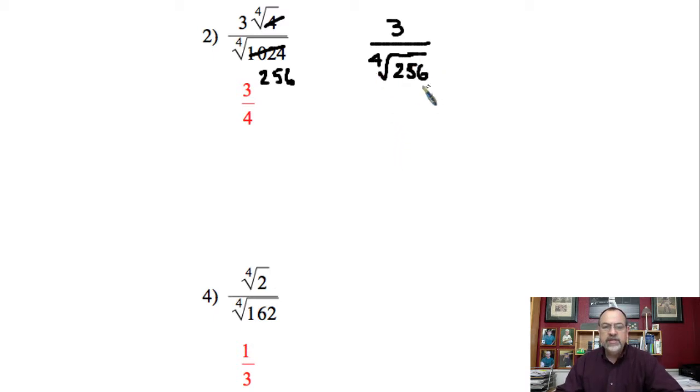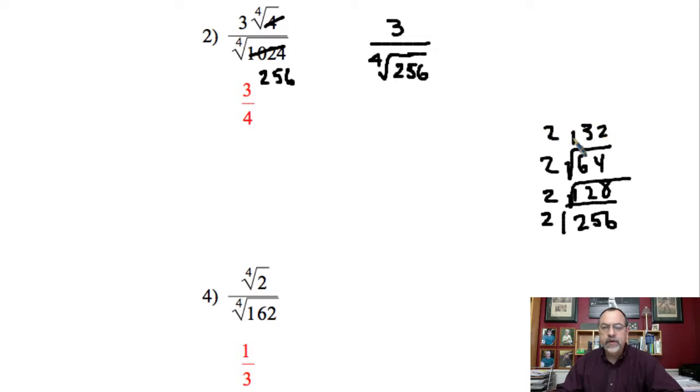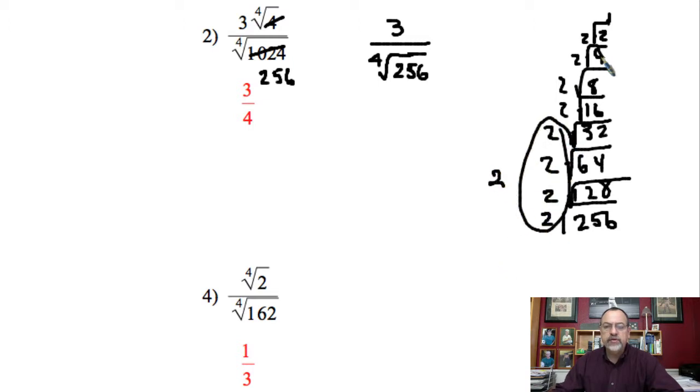So before I rationalize, I want to simplify this radical. So I'm going to do 256, and I'm going to do my prime factorization with this value here. So this is going to be 64, 32, 16, 2, 8, 2, 4, 2, 2, 2, 1. So because it's a fourth root, 4 of these, 1, 2, 3, 4, become a single 2, and 4 of these become a single 2. So I end up with 2 times 2, which is 4. So the fourth root of 256 simplifies to 4.